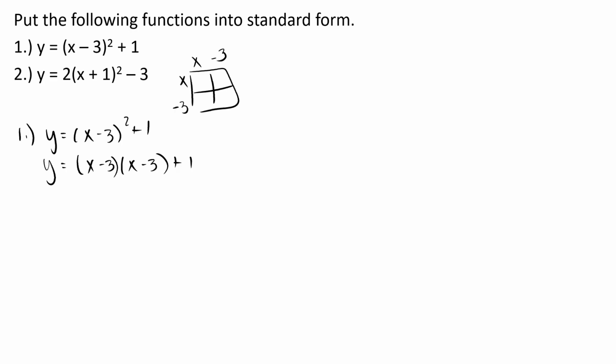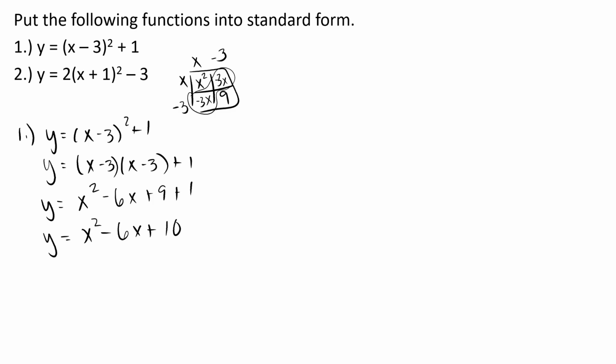Now, how you want to do x minus 3 times x minus 3 is up to you. My classes do this with the area model, so I'm going to reinforce that. X times x is x squared. X times negative 3 is negative 3x. We have that twice. And negative 3 times negative 3 is positive 9. And then, of course, our middle terms will combine. So we'll have x squared minus 6x plus 9, and then we need to simplify by doing 9 plus 1 is 10. Ta-da!